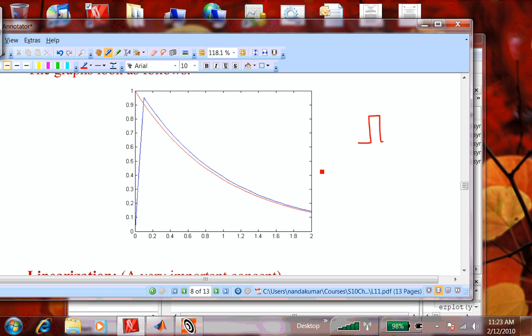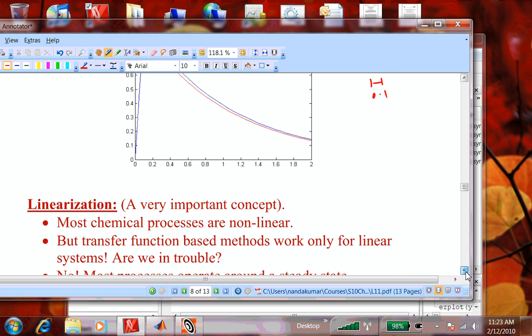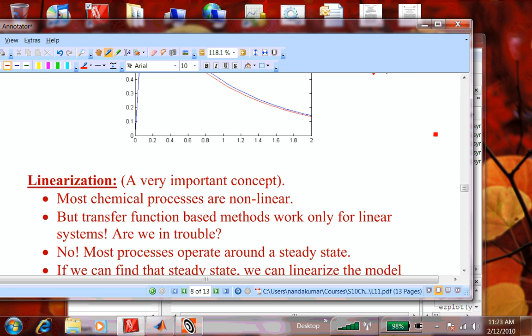Okay, so to make it agree more and more, what do you need to do? You need to cut down this interval over which you dump this. If you, instead of dumping it over 0.1, dump it over 0.01, the agreement will be even better. Okay? Okay, any questions?